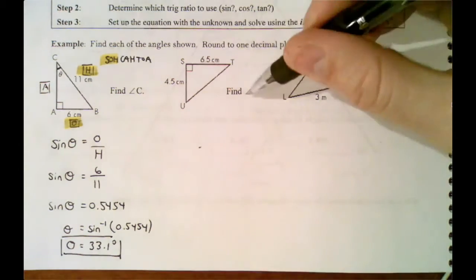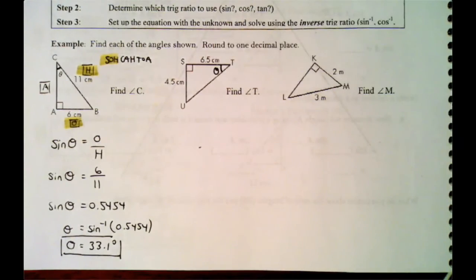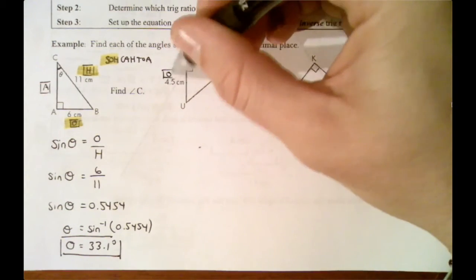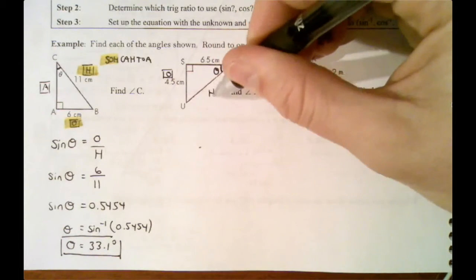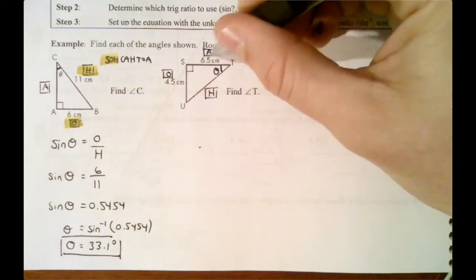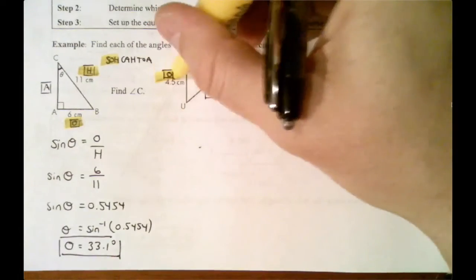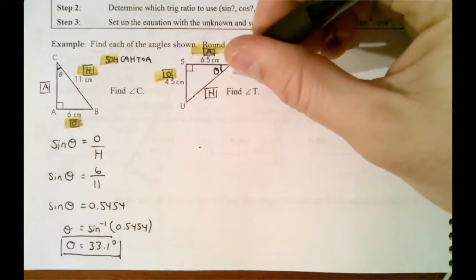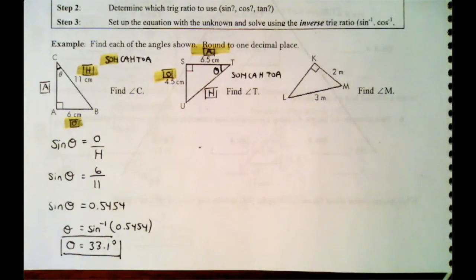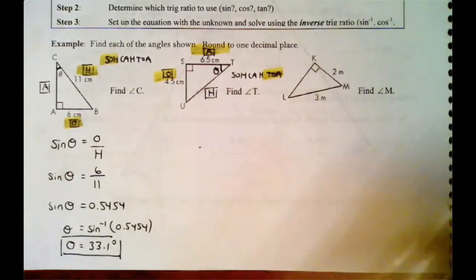In the second one, we want to find angle T. So that would be this angle. So we're going to call that our theta. And let's label the triangle. Across from theta is the opposite side. Across from the 90 is the hypotenuse, which we don't know. The last side is our adjacent. So what do we know? We know A and we know O. So SOH CAH TOA, A and O is in TOA. So we're going to use our tan equation.